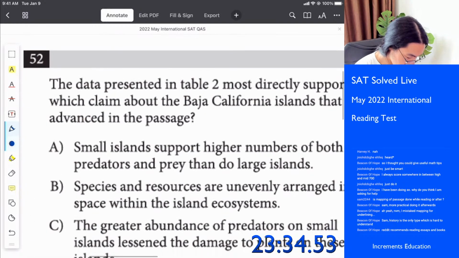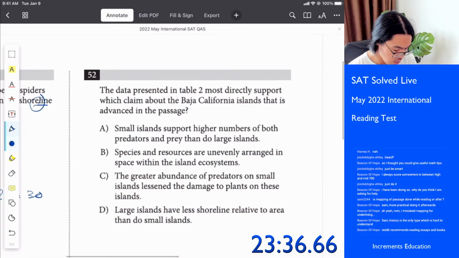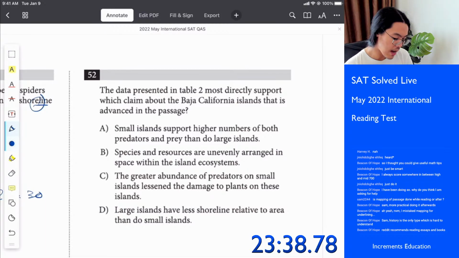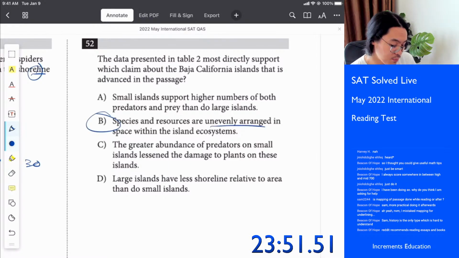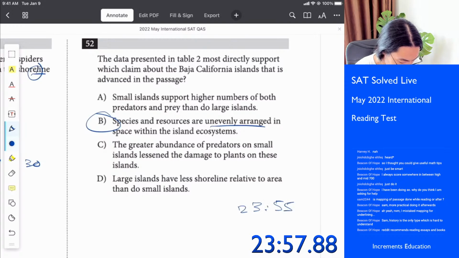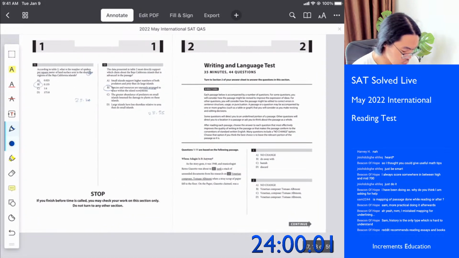And then I'm moving on, finally 52. Table 2 supports a claim about the islands, about the inland and the shoreline. Small island, no, not about small. Unevenly arranged. Actually, that's not what I was predicting, which is why it took me a while to find it. But that is exactly a different idea that was also mentioned in the passage. Okay, so that is 2355.